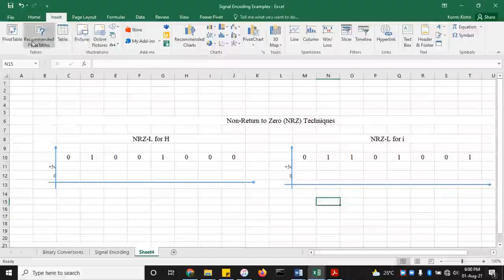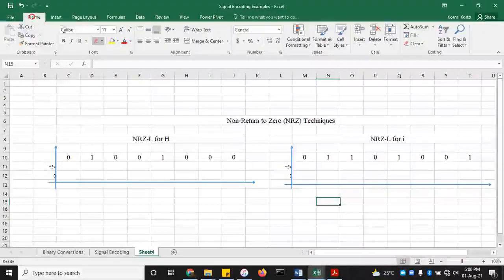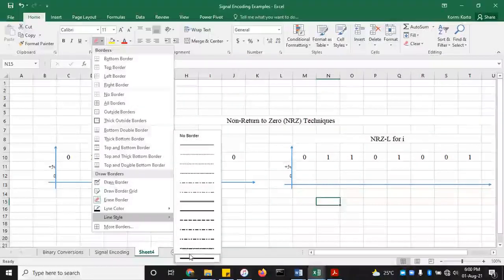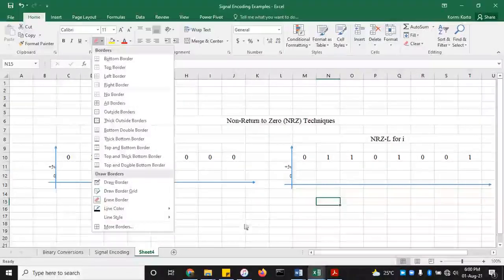Okay, so it's just your borders. Pick which one you want to use, or you can just draw lines, draw borders, and then pick the thickness of the line that you want, and then use that.